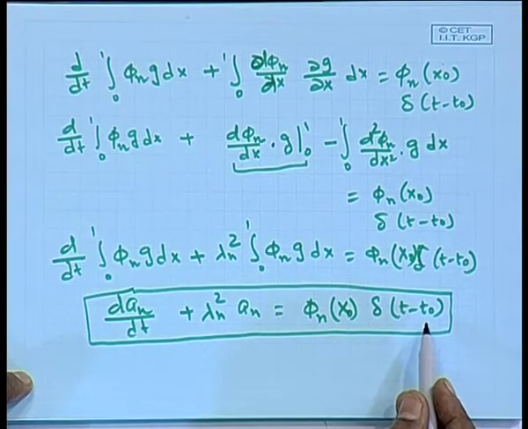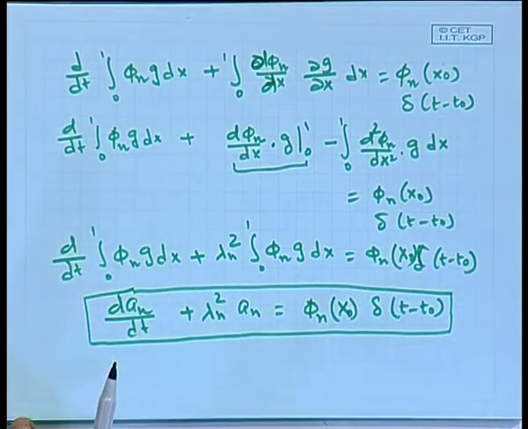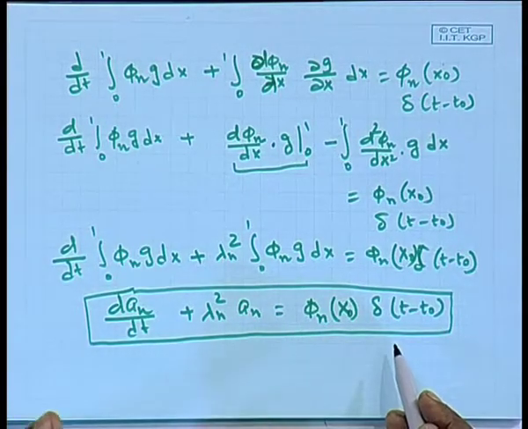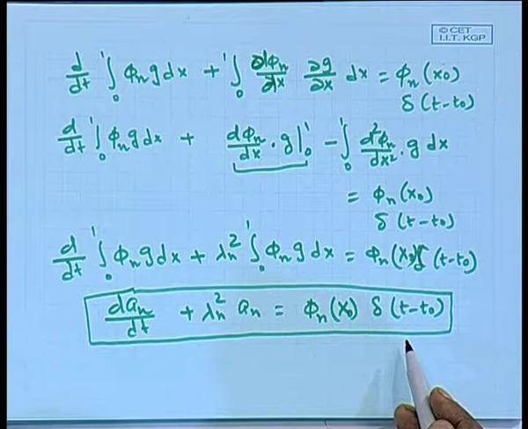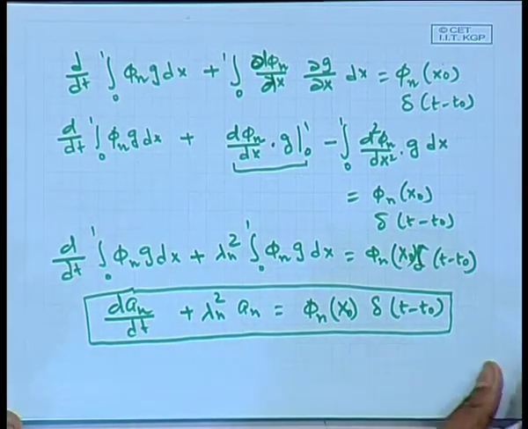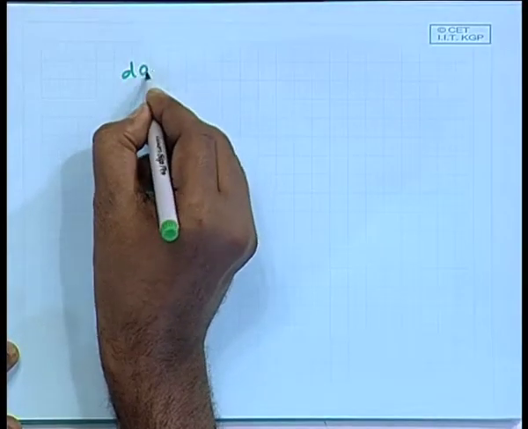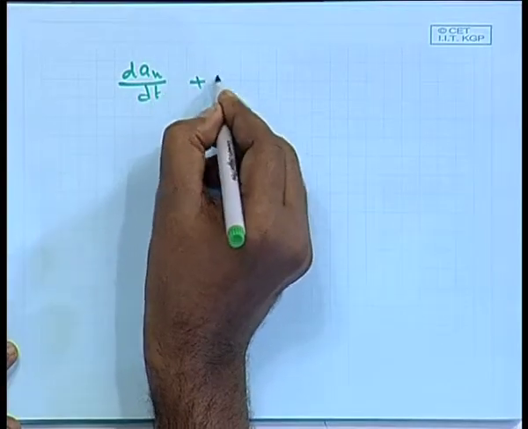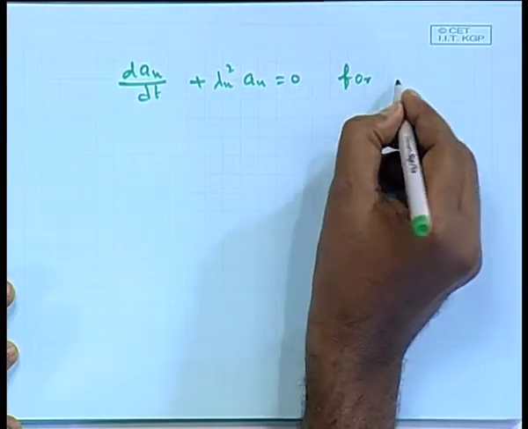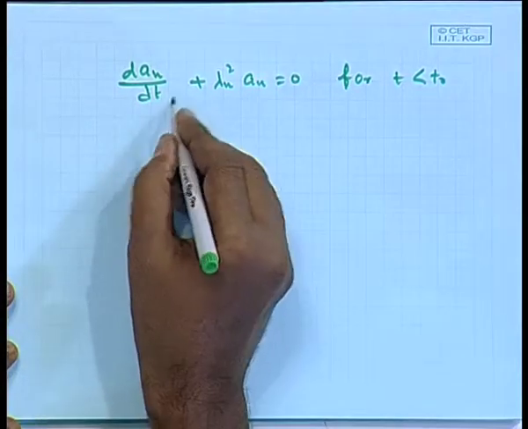Now, you know how to solve this equation. T naught is a point where you have a discontinuity, so the solution of a n will be broken into two parts. This is an ODE using Green's function, if you remember that example. So it will be constituted by two parts. One part will be for t from 0 to t naught, another for t greater than t naught. So d a n dt plus lambda n square a n is equal to 0 for t less than t naught, right. What is the solution of this?